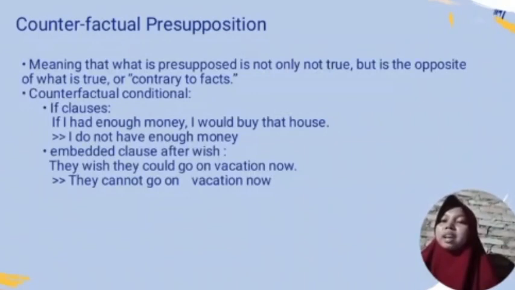The second, embedded clause after wish. For example, they wish they could go on vacation now. It means that they cannot go on vacation now. That's all for me. The next material will be presented by Adinda Yulia Putri.